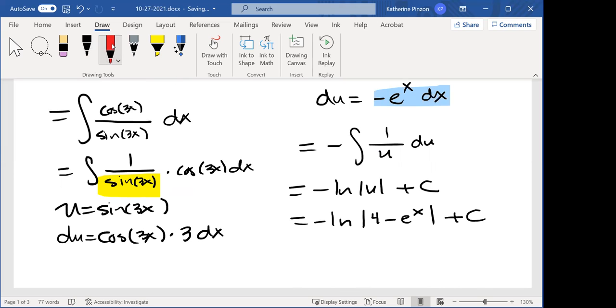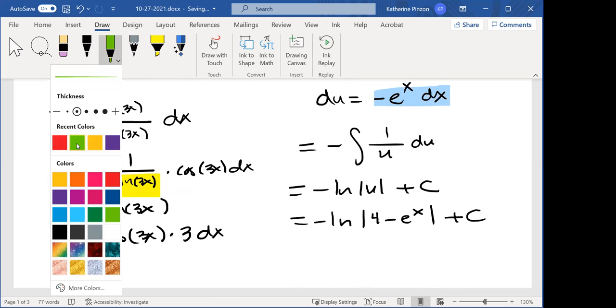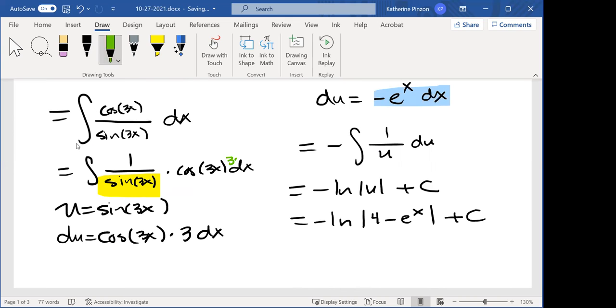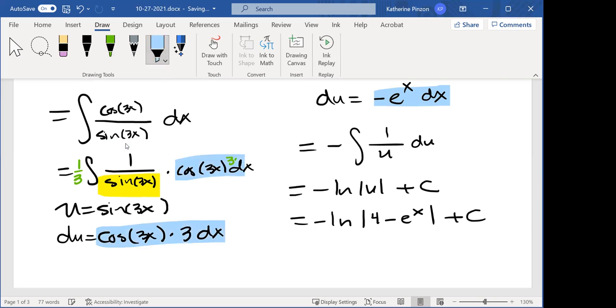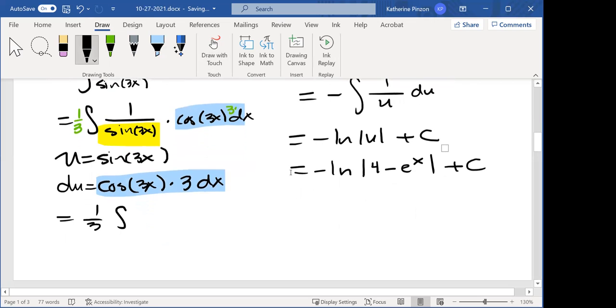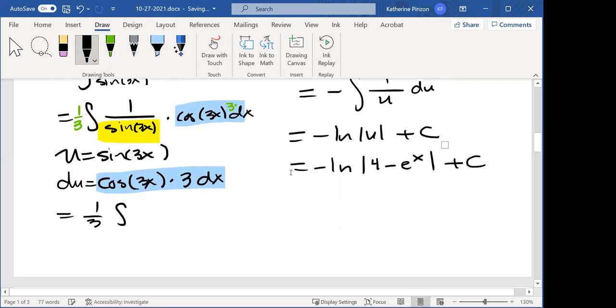All right, what's missing? 3. If I stick 3 in here, I have to put 1/3 in the front. So this is my du. Okay, here we go, 1/3. What does the inside of my integral look like? 1 over u times du. Perfect. 1 over u times du.